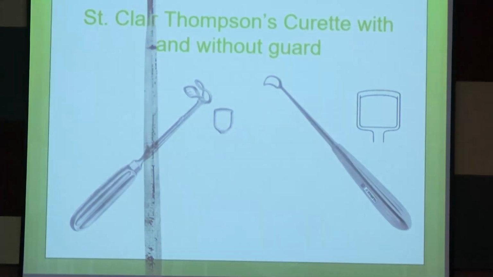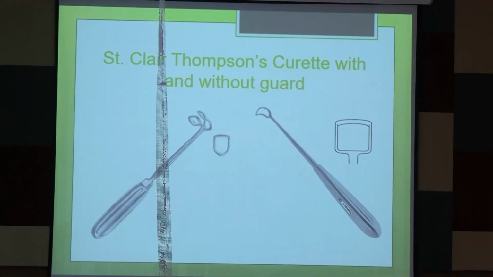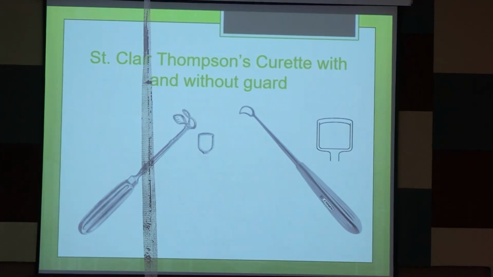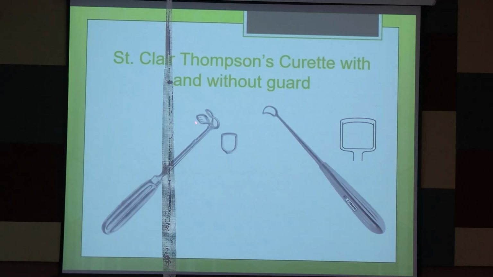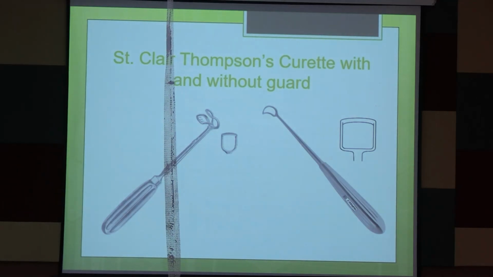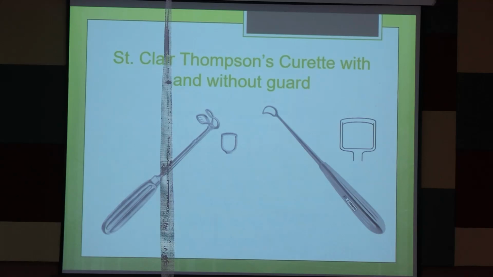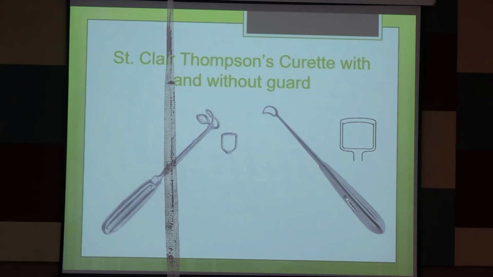This is for adenoidectomy. Very important. This is frequently asked. St. Clair Thomson curette with and without guard. This one is without guard. This is with guard. This guard, cage-like structure, is separable, detachable, you can detach it. This one is just to curette the adenoid, and this cage is just to hold the tissue so that it does not get into other places like larynx and all.